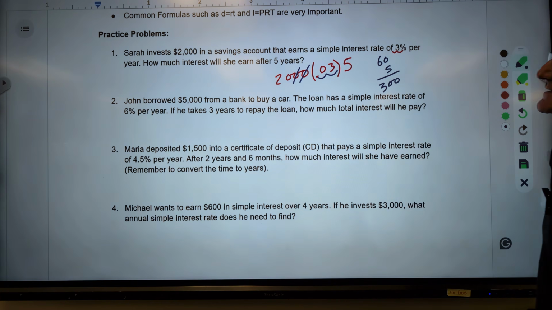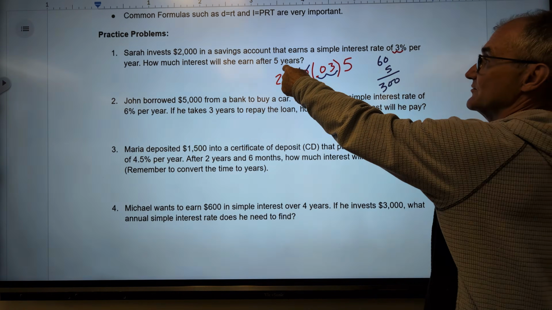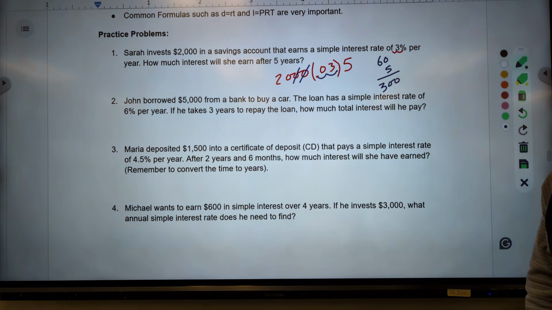Let's see if that even makes any sense. I'm earning 3% interest, pretty low interest rate, 4 or 5 years. The interest I earn is $300.